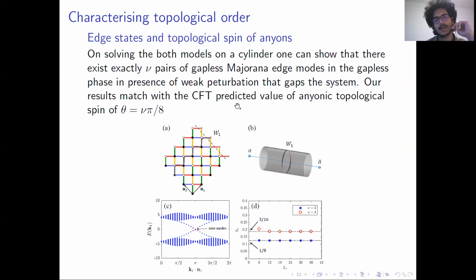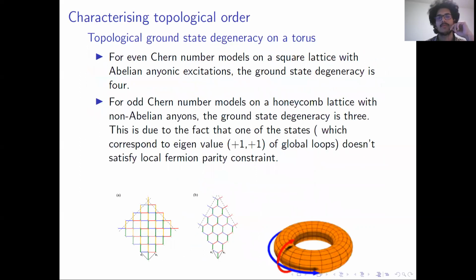We're looking at a cylinder now, and it has periodic boundary condition along one direction and open boundary condition along the other direction. We solve the Hamiltonian, and we see that for each itinerant Majorana fermion, there exists a pair of gapless Majorana edge modes, as you can see from this dispersion relation. Thus, for a nu Chern number model, you have exactly nu pairs of gapless Majorana edge modes. Using some CFT argument, one can show that the anyon topological spin of this model would be nu pi by 8, and this agrees with the Kitaev 16-fold way characterization.